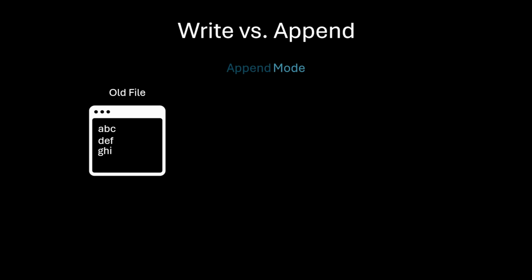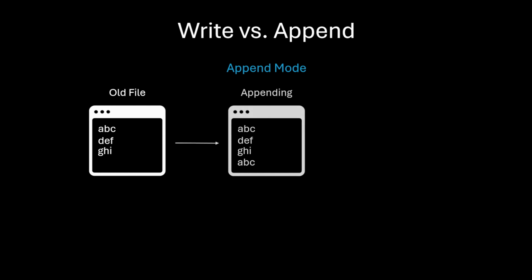Now let's compare it with append mode. So here we have our previous file again. We begin with the same old file. It has A, B, C, D, E, F, and G, H, I again. When we open a file in A mode, Python preserves all existing content. Instead of deleting anything, it lets us jump to the end and start writing there, and this is called appending. In the middle frame, we have added a new line ABC to the end of the file. None of the original content is affected.